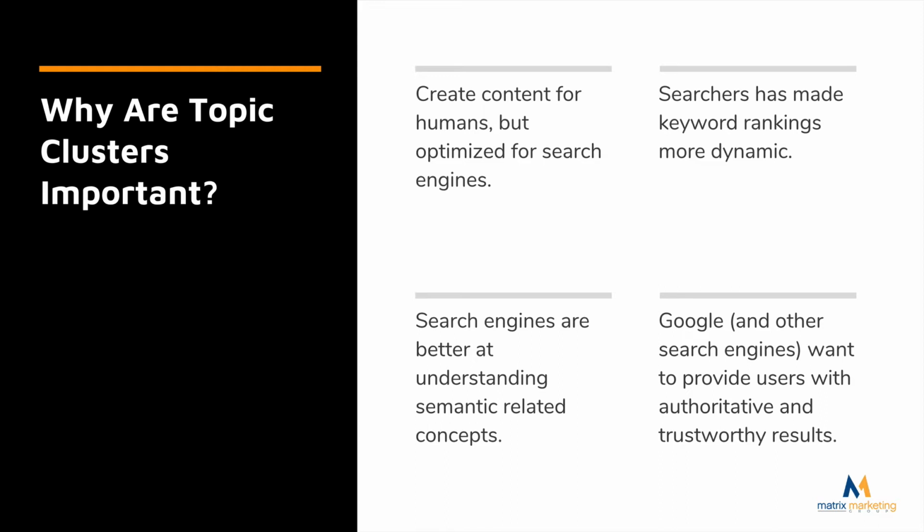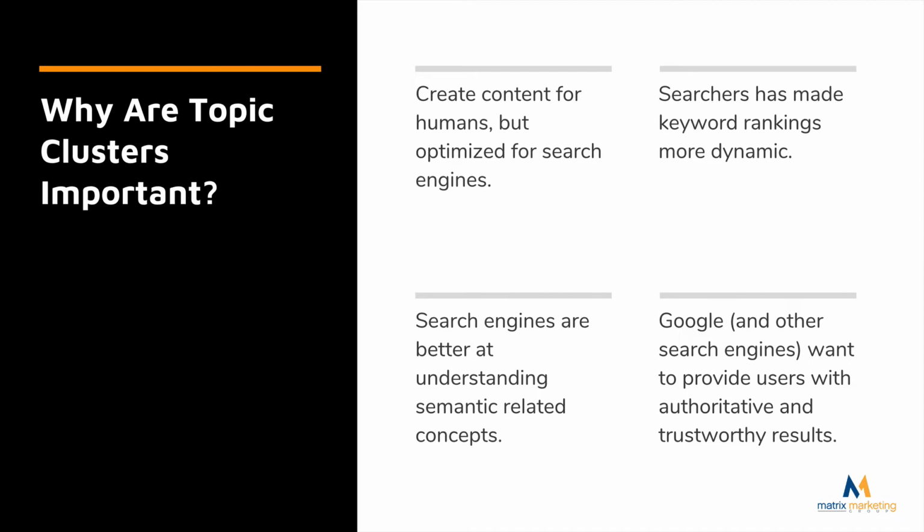Now, there's a few primary reasons for this. Personalized search has made keyword rankings more dynamic. Google tailors search results to individual users. Keyword ranking positions are harder to calculate across the board. Search engines are better at understanding semantically related concepts. Advanced search algorithms are now better at understanding when multiple search terms are about the same thing. This means a piece of content targeting one keyword may rank for several other related terms.